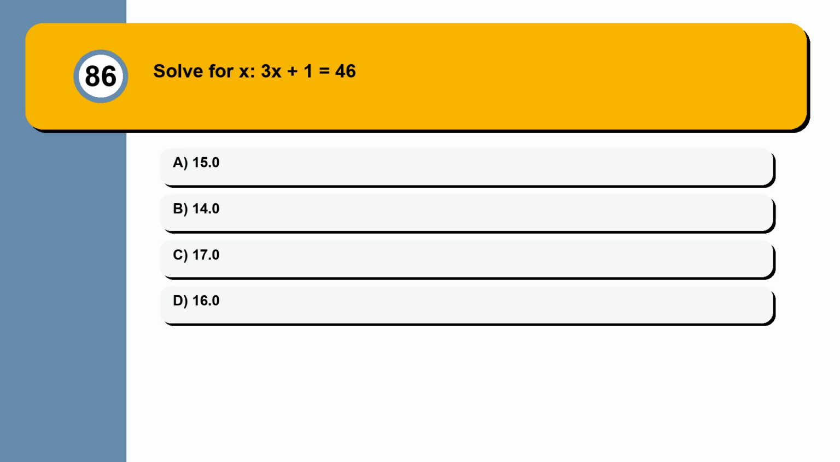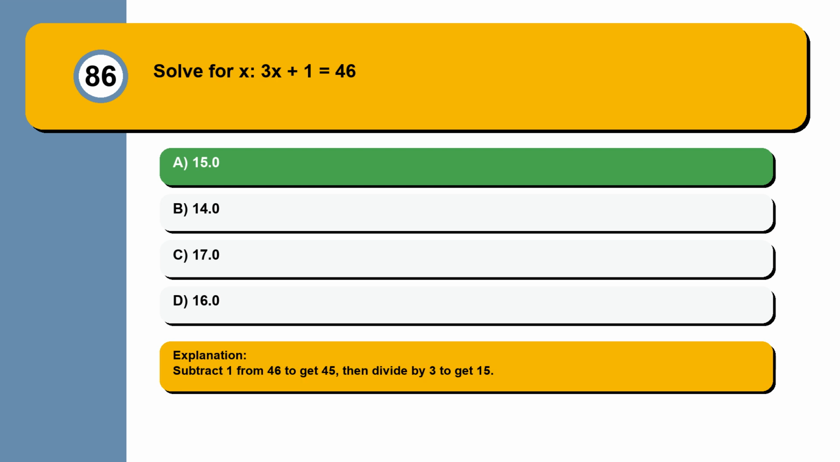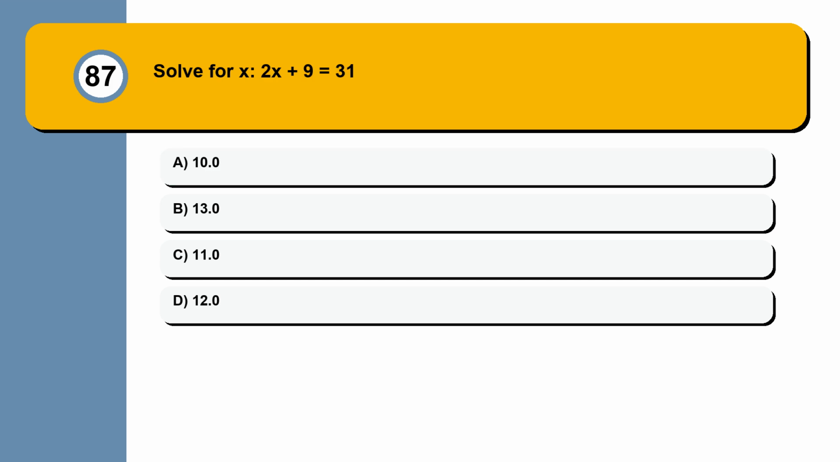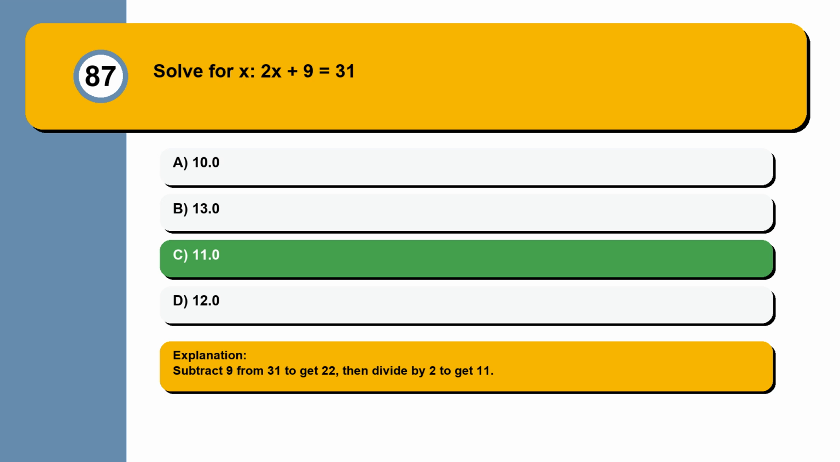Question 86. Solve for x: 3x plus 1 equals 46. 15.0, 14.0, 17.0, 16.0. Subtract 1 from 46 to get 45, then divide by 3 to get 15. Question 87. Solve for x: 2x plus 9 equals 31. 10.0, 13.0, 11.0, 12.0. Subtract 9 from 31 to get 22, then divide by 2 to get 11.